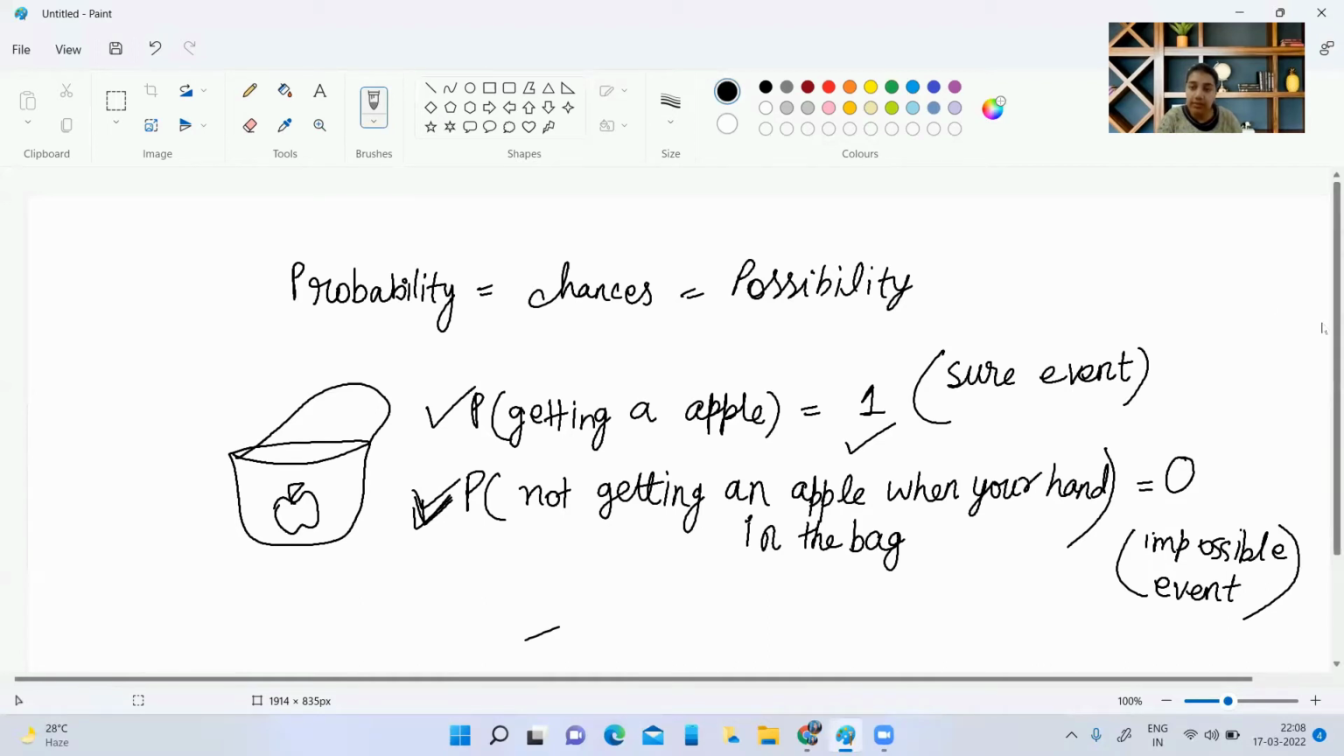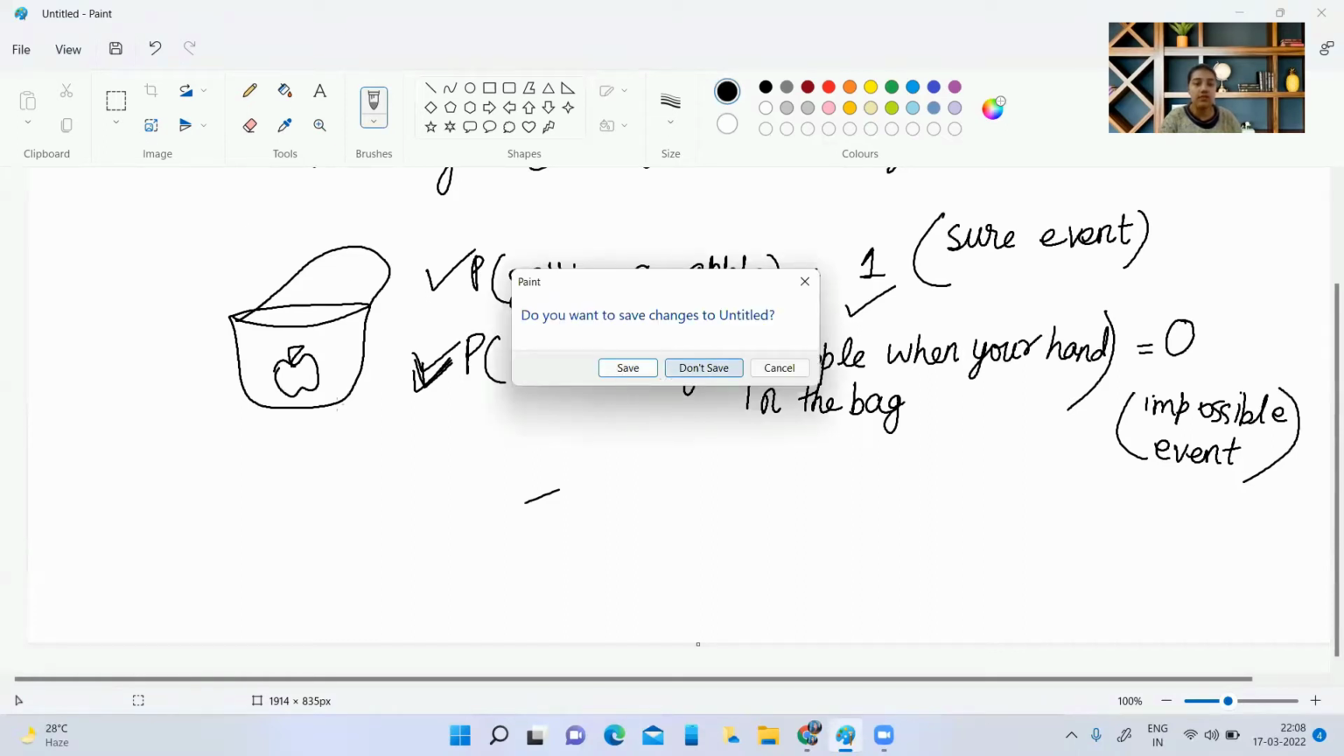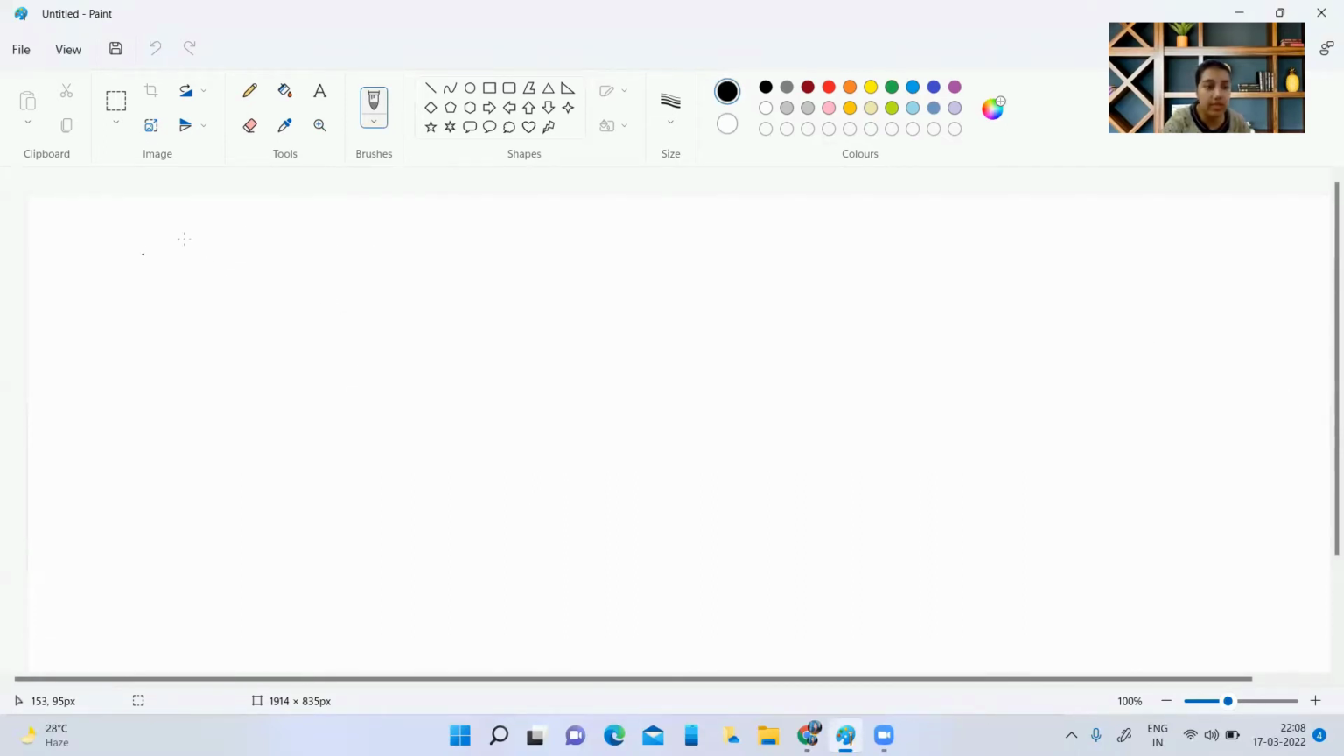Now let me take one more example. You all know what a dice is, right? We all know what a dice is. We used to play Ludo with this. So in a dice, let us take an example. How many events do we have? Like how many numbers do we have? We have 6 numbers, right?